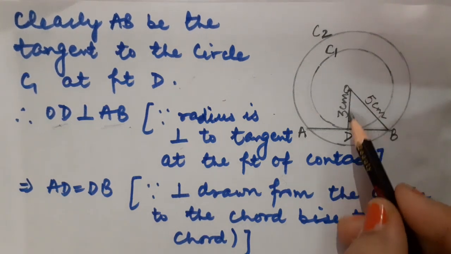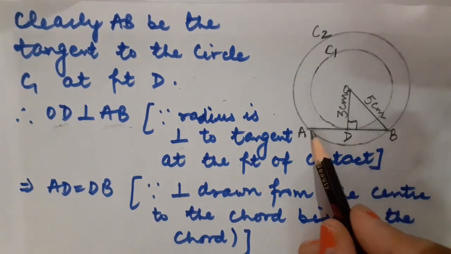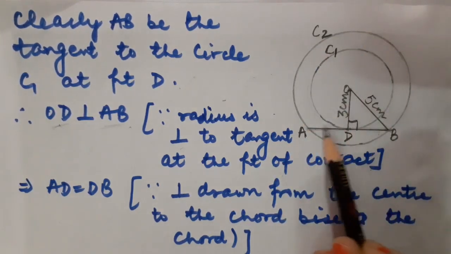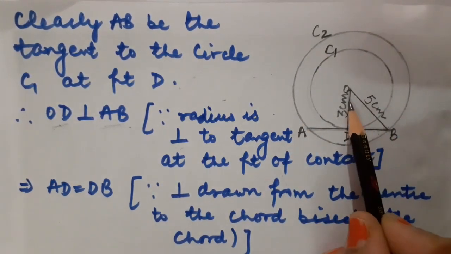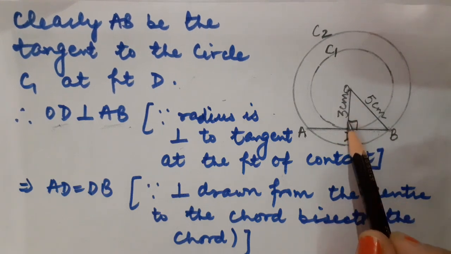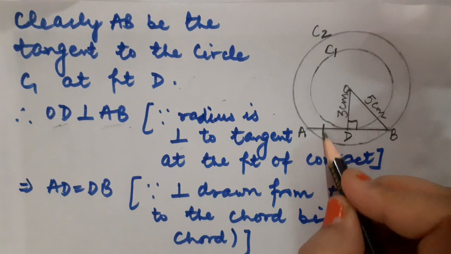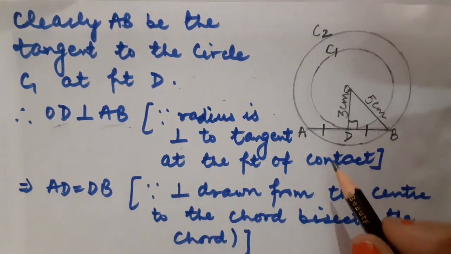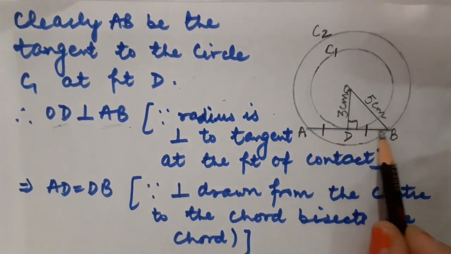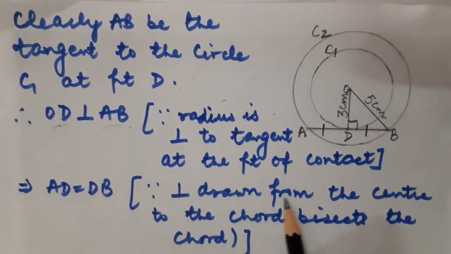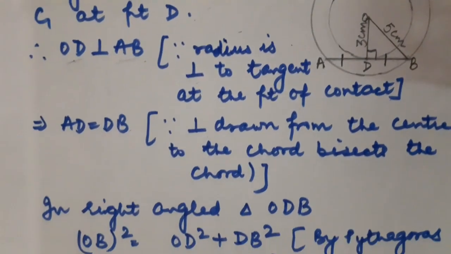Okay, you know that OD is perpendicular to AB, and AB is the chord for the bigger circle. So whenever a perpendicular is drawn from the center point to the chord, it bisects the chord. So children, I can say that AD is equal to DB. Fine. So I have written AD is equal to DB. Reason: because a perpendicular drawn from the center point to the chord always bisects the chord.